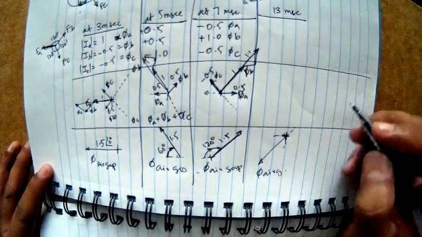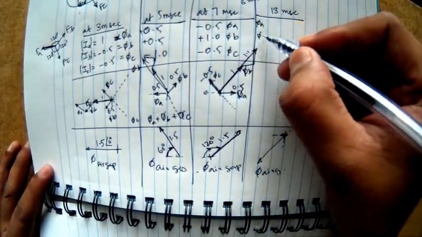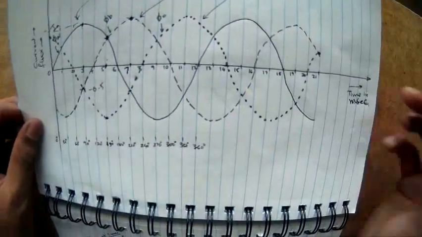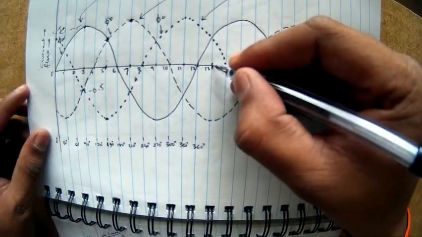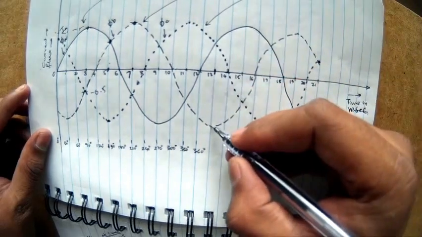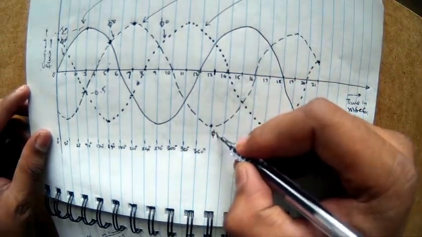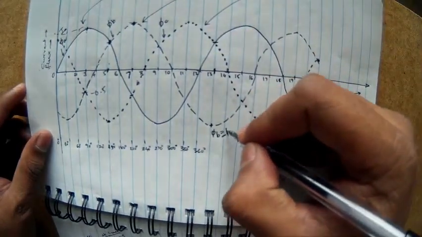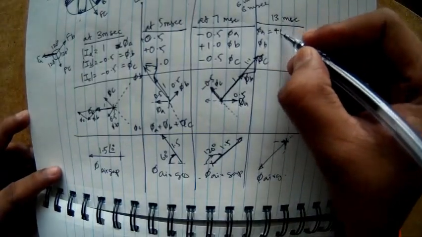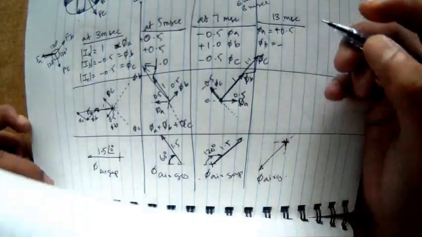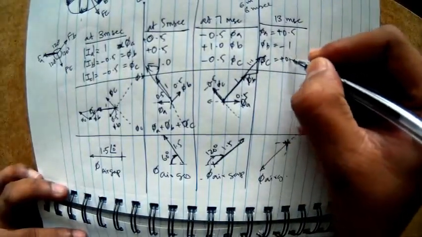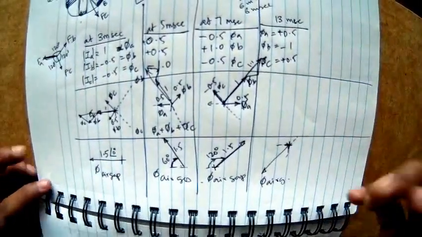So let's verify it. What is phi A, phi B and phi C at 13 milliseconds? Again I go back here and then I go to 13 milliseconds. Here you notice that phi B is minus 1, sorry, and A and C both are plus 0.5. So phi A is plus 0.5, phi B is minus 1, and phi C is plus 0.5. So let's draw the diagram for this.